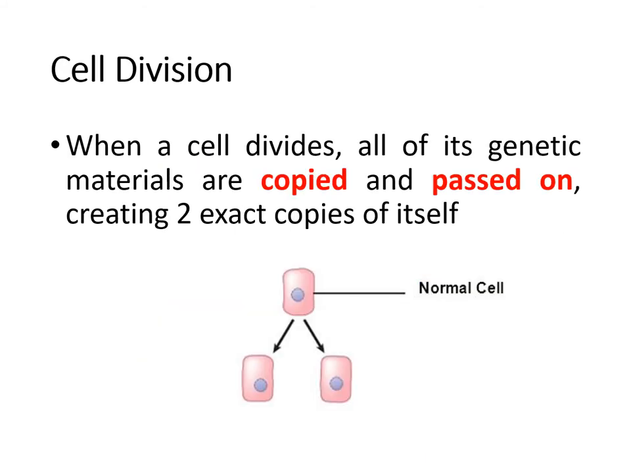When a cell divides, all of its genetic material is going to be copied and passed on, creating two exact copies of itself. So here you can see there is one normal cell, and afterwards it's going to divide and become two cells. These two cells are exactly the same, containing the exact genetic material as the original. The accurate duplication of the entire genome is very important because you want to ensure all the cells are identical to the original. If it's not, then sometimes it could mean trouble.